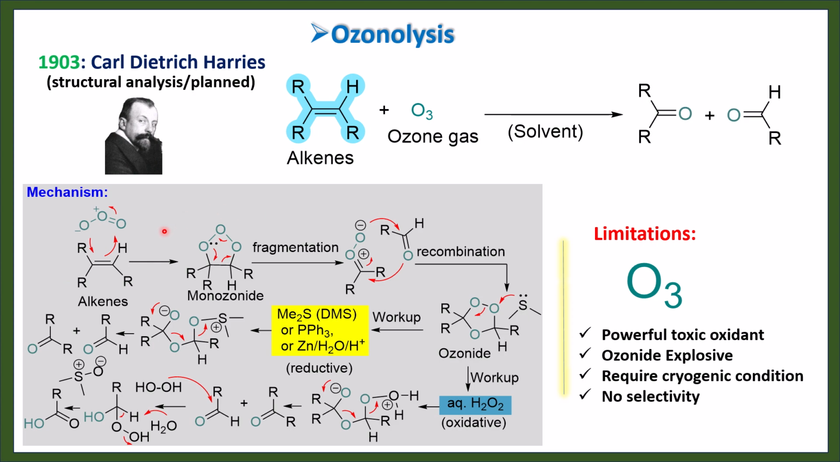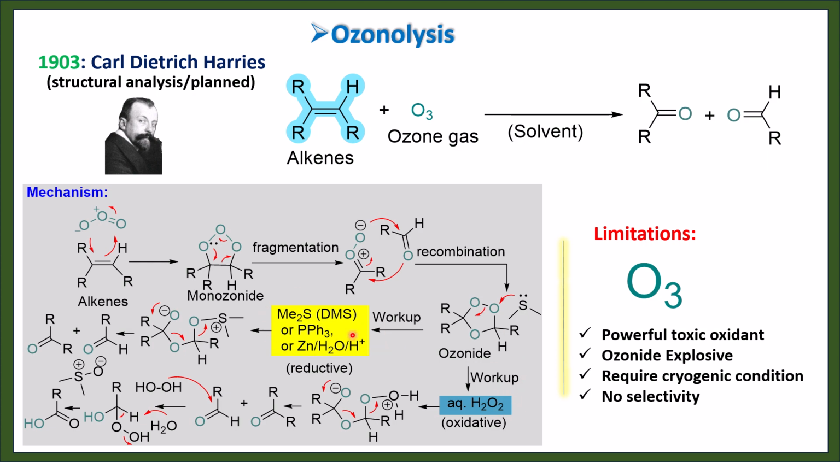This initially gives the monoozonide, and further rearrangement and fragmentation happen, giving a zwitterionic compound and a carbonyl, and recombination gives the more stable ozonide compound. This is the ozonide compound, and it is further worked up with different types of reagents. One is the reducing agent, a reductive workup; the other is oxidative.